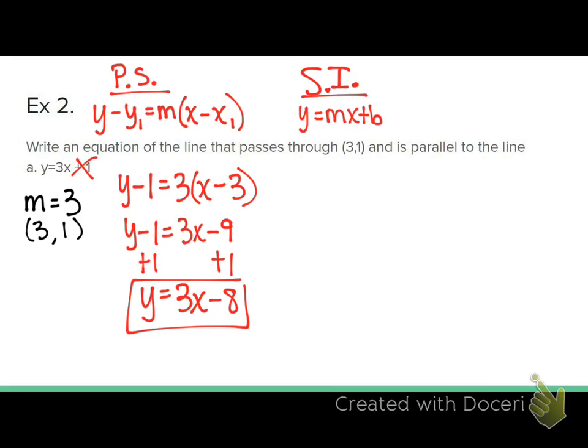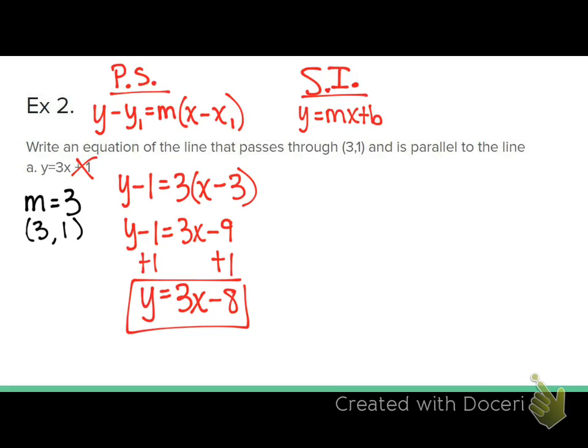You still have to keep the 3x. Yep, 3x has to stay. That's it. So this is extremely similar to yesterday. We just have to identify our slope in a different way. The rest of the steps go the same. Yes, you may try B on your own. You're still using the point (3, 1).